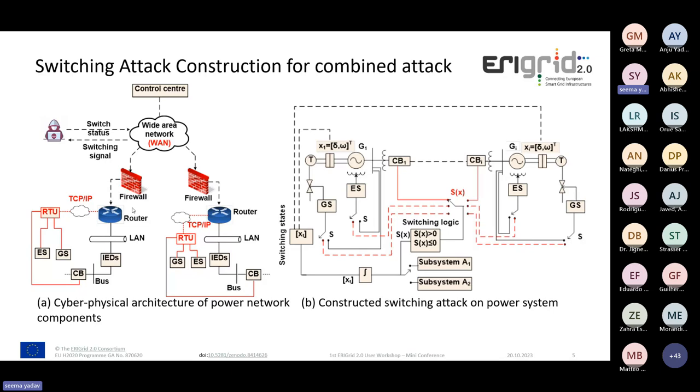We have made our architecture considering a control system with a wide area network, and there is some firewall, router, LAN connection, and RTU present in the power system. So we are going to manipulate the switching logic as shown in figure 4b. We are going to manipulate the switching logic according to the intrusion design logic, which is based on stable Lyapunov theory. So we will manipulate the switching logic and change the status of the circuit breaker, excitation system, and governing system to make the system behave according to the intruder's desire.